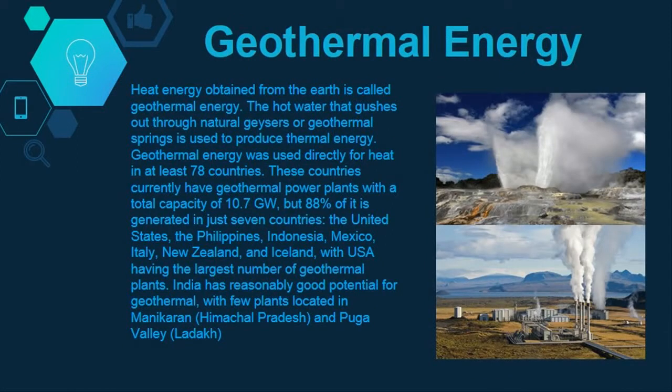Geothermal energy. Heat energy obtained from the earth is called geothermal energy. The hot water that gushes out through natural geysers or geothermal springs is used to produce thermal energy. Geothermal energy was used directly for heat in at least 78 countries. These countries currently have geothermal power plants with a total capacity of 10.7 gigawatt, but 88% of it is generated in just 7 countries: the United States, the Philippines, Indonesia, Mexico, Italy, New Zealand, and Iceland, with the USA having the largest number of geothermal plants.